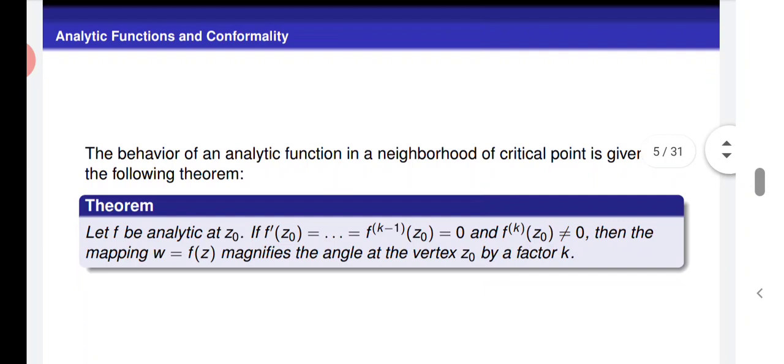Now, the behavior of an analytic function in a neighborhood of a critical point is given by the following theorem. Let f be analytic at z0, and if f dash of z0 is equal to f double dash of z0 and so on, up to the derivative of order k minus 1 of f at z0 being 0, and the derivative of order k of f at z0 not equal to 0, then the mapping w equal to f of z magnifies the angle at the vertex z0 by a factor k.